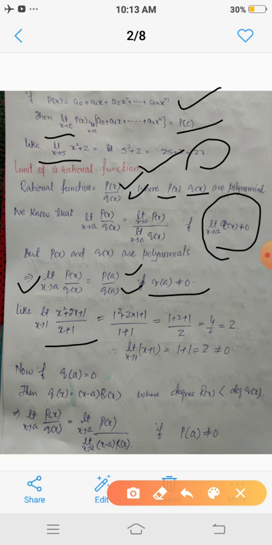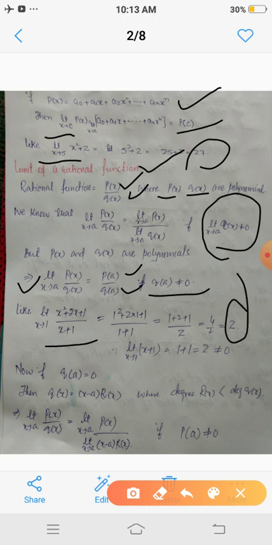Like if we consider x squared plus 2x plus 1 upon x plus 1, now the limit of the denominator is simply 1 plus 1, that is 2, which is not equal to 0. Hence the limit in this case exists and is simply found by replacing x by the given number, that is 1 squared plus 2 into 1 plus 1 upon 1 plus 1, that is simply 4 by 2, that is 2.